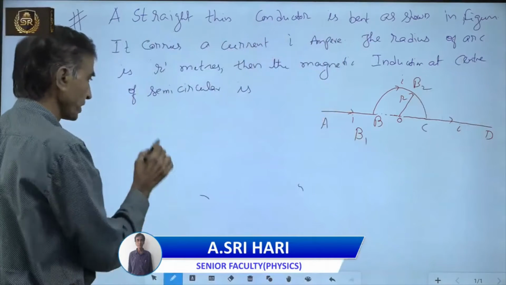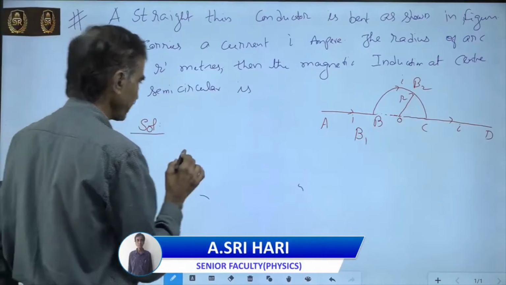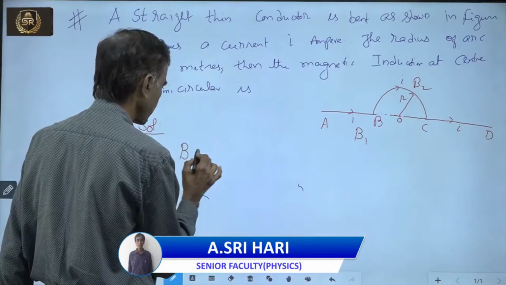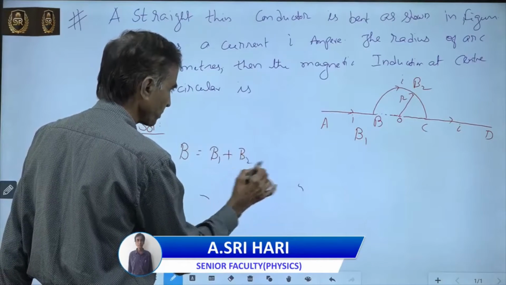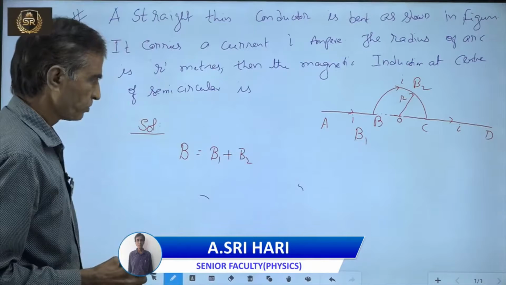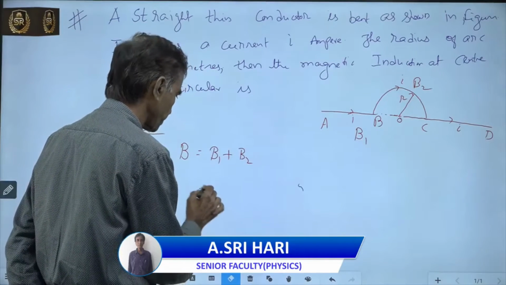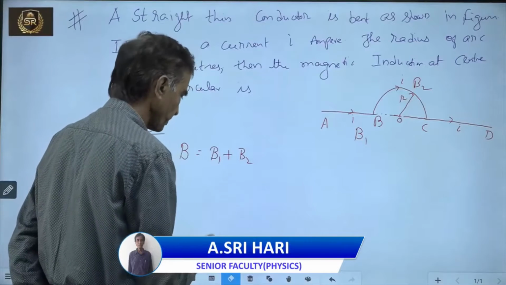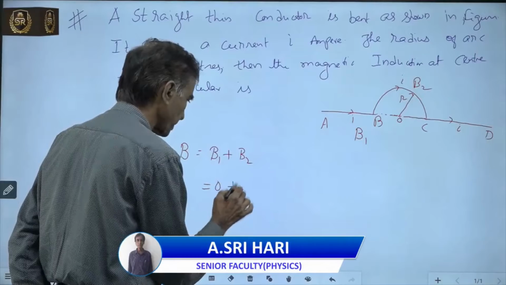Therefore, our solution will be: the net magnetic field B, he is asking only the magnitude, is equal to B1 plus B2, right? So what is B1 here? B1 is zero. So that is 0 plus B2.